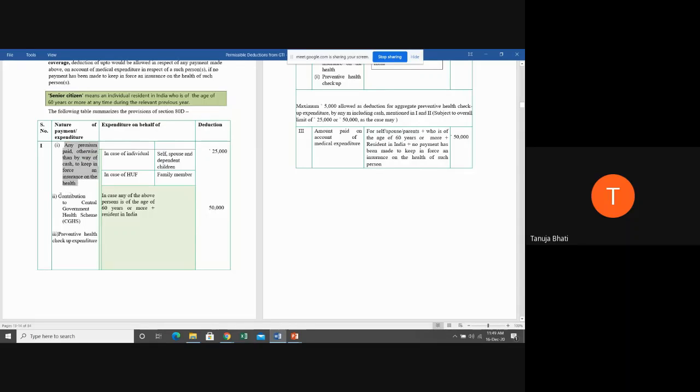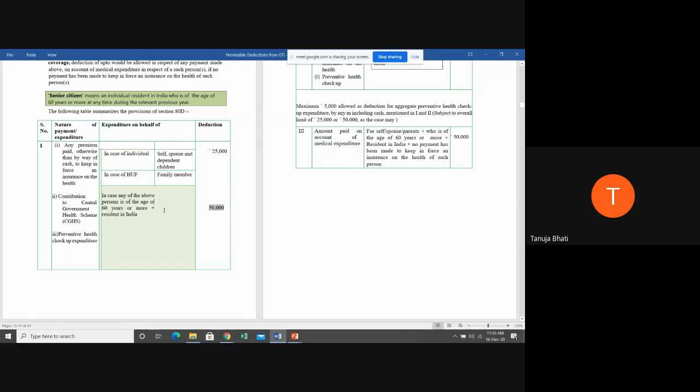Not only for the premium that you're paying, but suppose you're contributing to the Central Government Health Scheme or preventive health checkup, all this put together, you'll get a deduction of 25,000. For preventive health checkup, the deduction is only 5,000, which is included in this 25,000. But in case any of the above persons is aged 60 years or more and resident in India, the deduction will increase from 25,000 to 50,000.